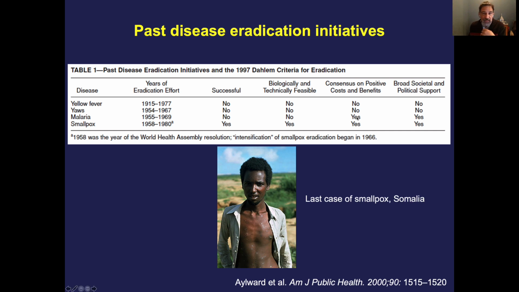In the case of malaria, there was consensus on costs and benefits of achieving eradication, but not so much for yellow fever and yaws. And same for broad societal and political support. It was there for malaria, but not for yellow fever and yaws. But if you look at smallpox, all of these 4 criteria were met across the board. And here, smallpox, as I mentioned, was the only example of a successful disease eradication program to date. And here on this slide shows a picture of the last case of smallpox, which occurred in Somalia in 1980.